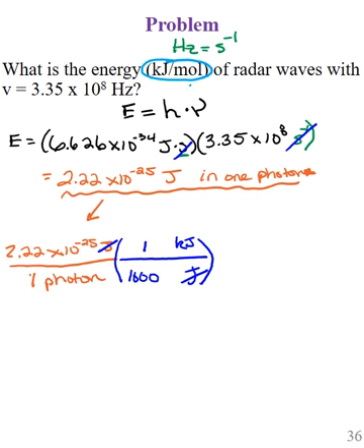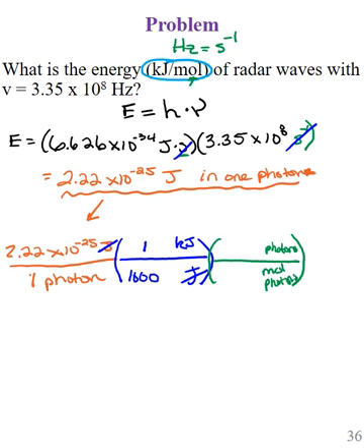Now I have to get moles. This one is a little bit more tricky. So I'm going to set up a unit conversion. So right now I have one photon. I need to get this into moles of photons. Okay, so photons goes up on top. Moles of photons go on bottom.